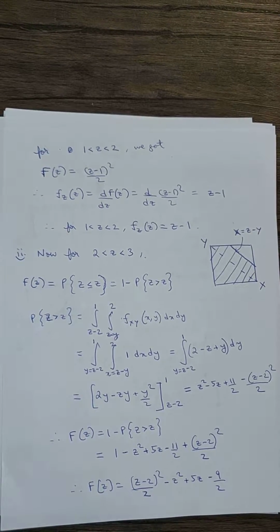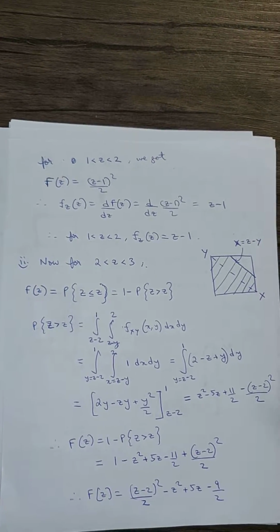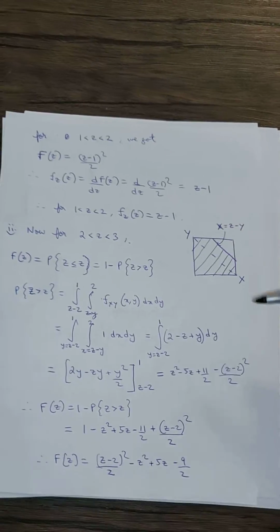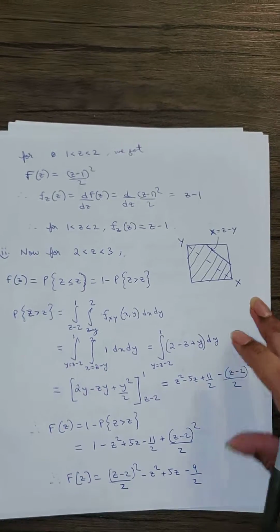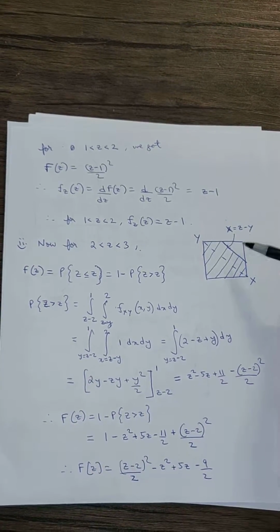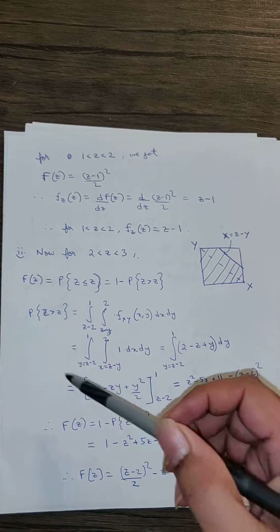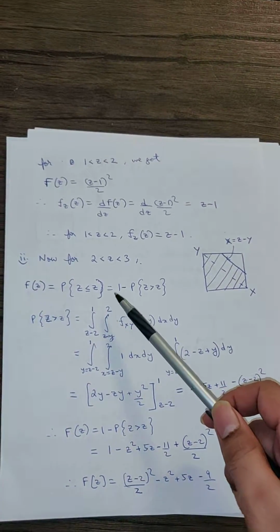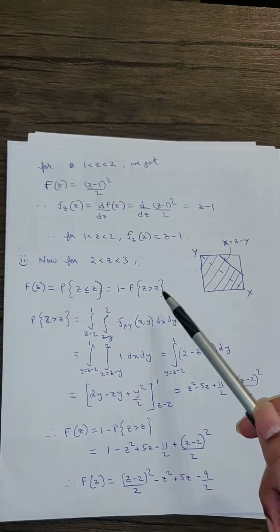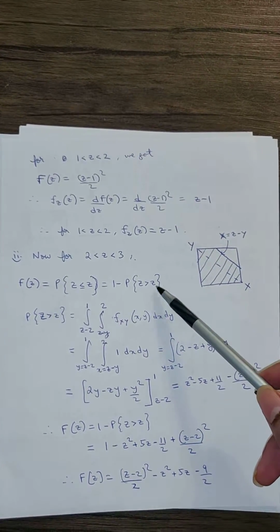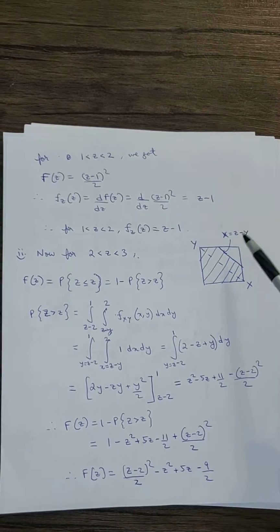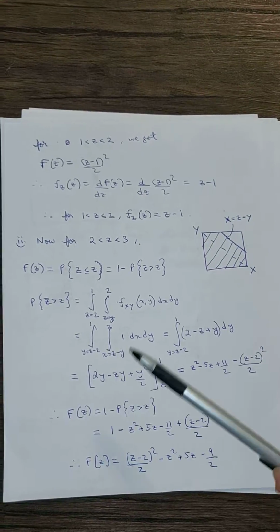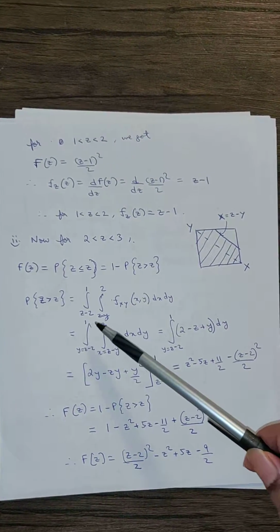Now for the second region where Z is greater than 2 and less than 3, we need to find the area of the shaded region. Instead, we'll find the area of the unshaded region, because it's a triangle and easier to compute. The shaded region is P(Z less than or equal to z), which is equal to 1 minus P(Z greater than z). First let's compute P(Z greater than z), which is this region. Again, Z is fixed between 2 and 3, and we have to find the limits for X and Y.